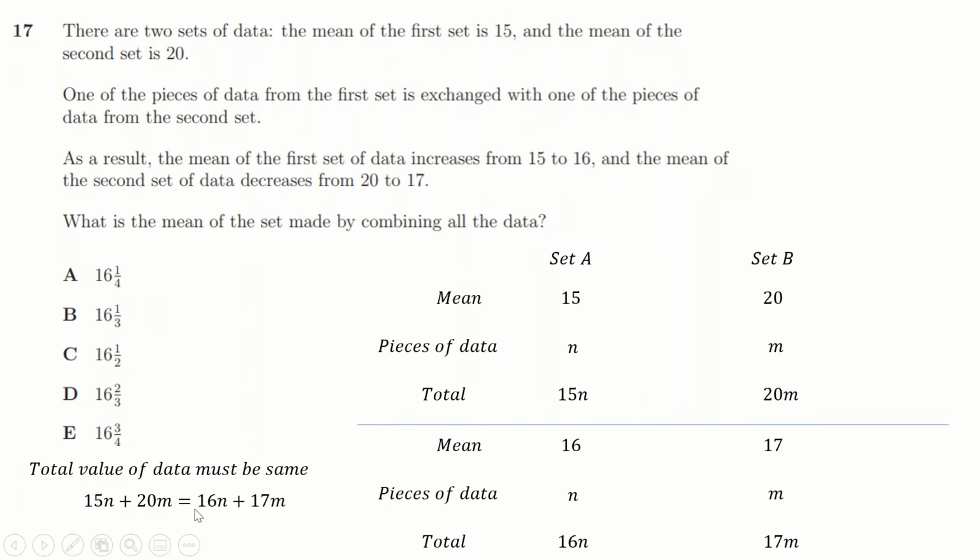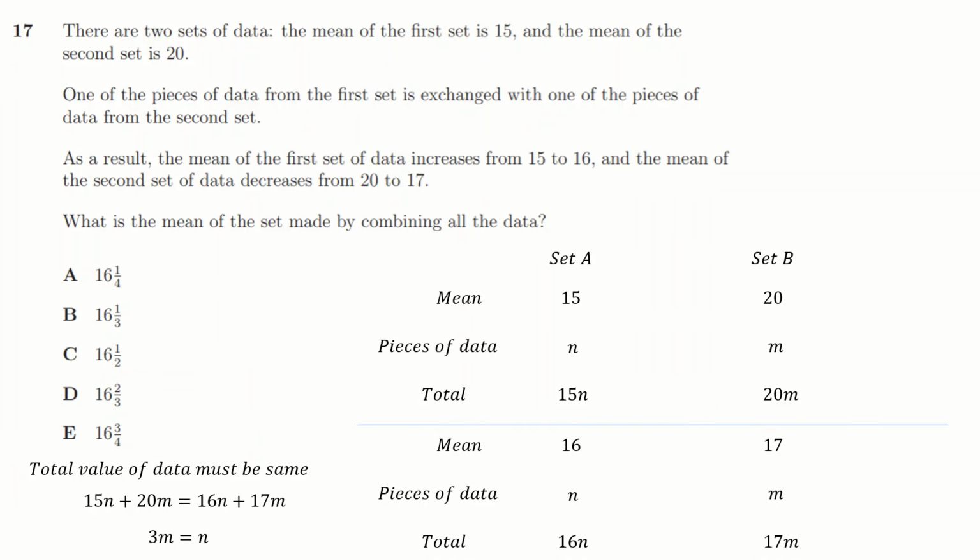And I can sort this out, right? I can take away 15N from both sides, take away 17M from both sides, and I end up with this beautiful expression. Why is this so beautiful? Well, because what this tells me is that however many pieces of data are in set B, if I multiply it by 3, I get the number of pieces of data in set A. And why is that so helpful?